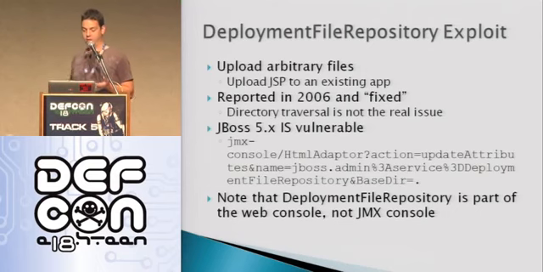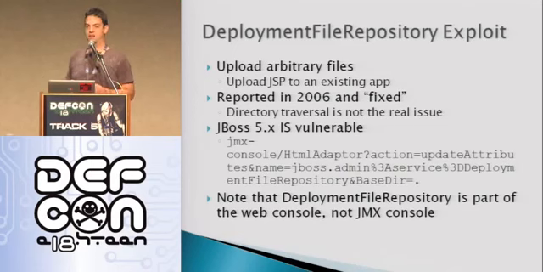Another similar exploit, the deployment file repository, allows you to upload arbitrary files, so arbitrary content, arbitrary file names. I'm sure there is some purpose for this to exist. I don't know what it is. This was actually reported in 2006 and quote-unquote fixed, because it was reported as a directory traversal. This functionality has a default directory that you deploy your code to, and you could traverse your way back up the tree and put files wherever you wanted. Well, it turns out they fixed that by removing the directory traversal, but they did not remove the functionality that allows you to change the base directory.